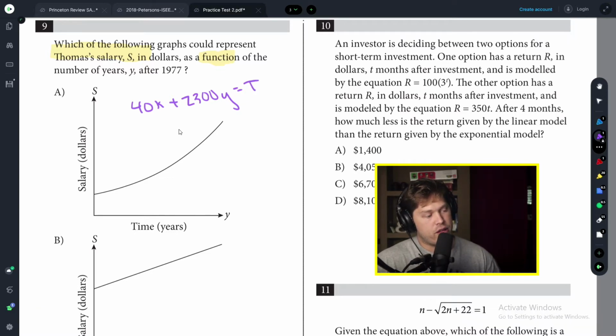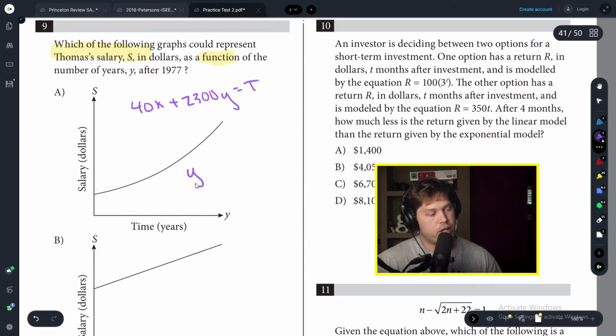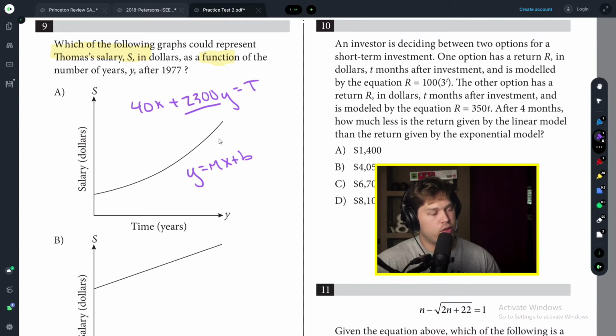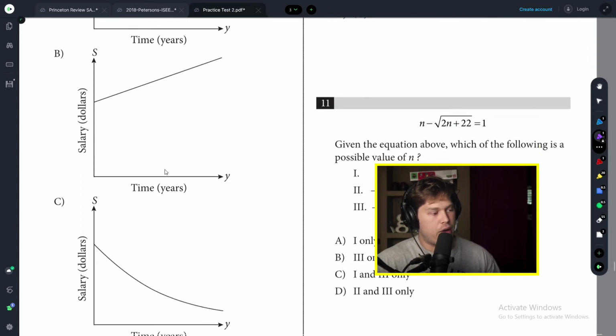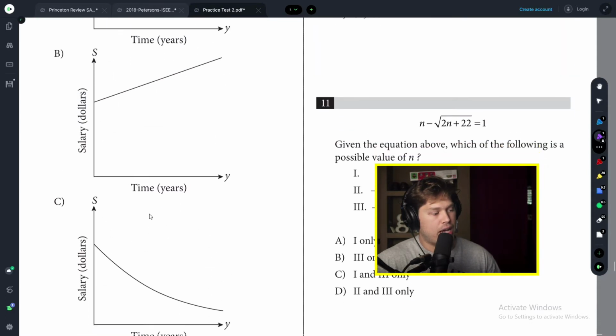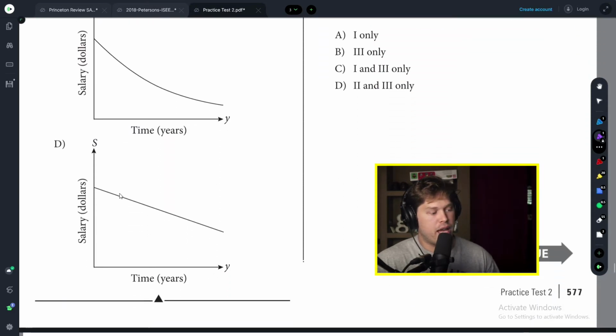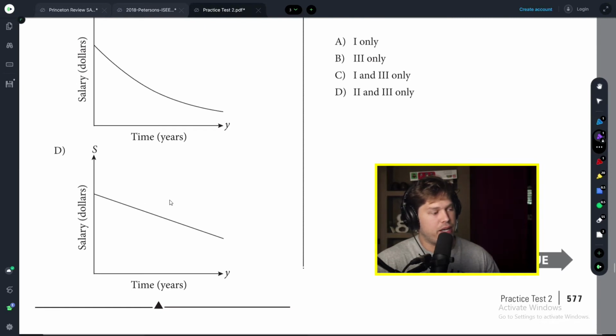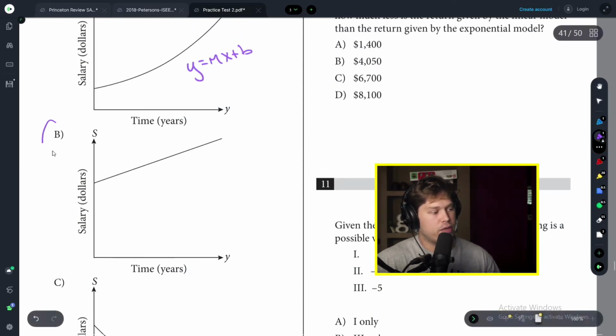So notice that this function is a linear function. You know, this is our y equals mx plus b form, where we have 2,300 as our slope, and we have $40,000 as our y-intercept. It's written in a little bit different order, but this is a linear function. And out of A, B, C, and D, only choice B and choice D are linear. However, he doesn't make less money as time goes by. He makes more money. So our answer is, of course, choice B.